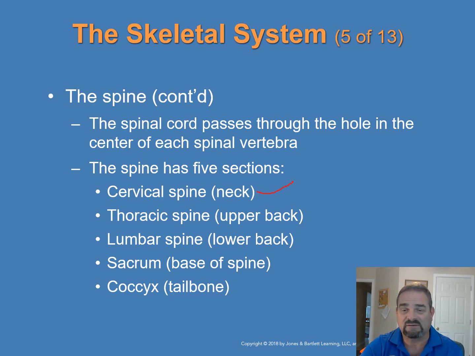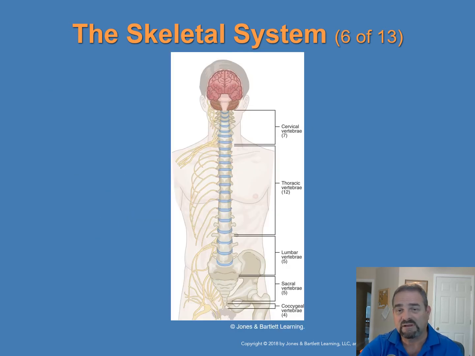It has the thoracic spine, which is your upper back, lumbar spine, which is your lower back, your sacrum, which is the base of the spine, and your coccyx, which is the tailbone. There you go. As you can see here, cervical vertebrae, there's 7 of them. Thoracic vertebrae, there's 12 of them. Lumbar vertebrae, there's 5 of them. And the sacral vertebrae, there's 5 of those too. And the coccyx, okay, which is here, has 4.